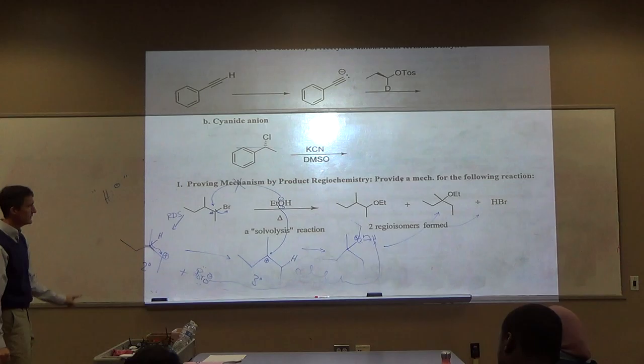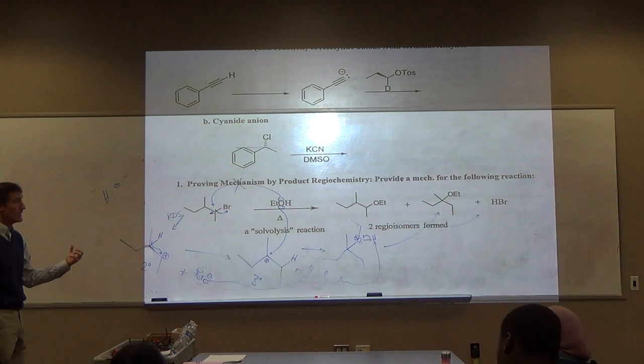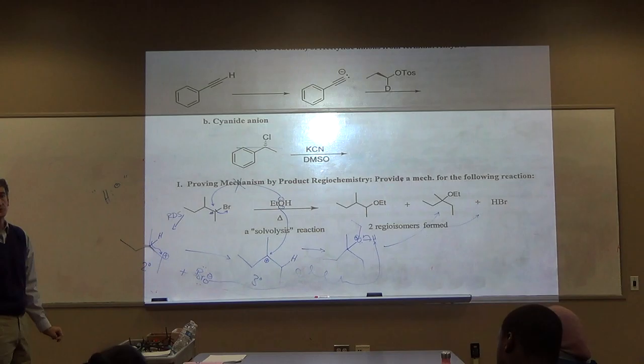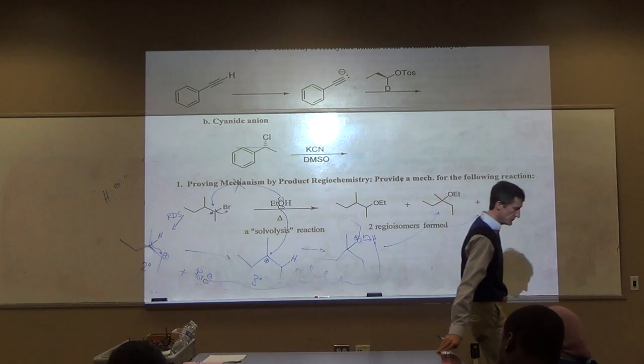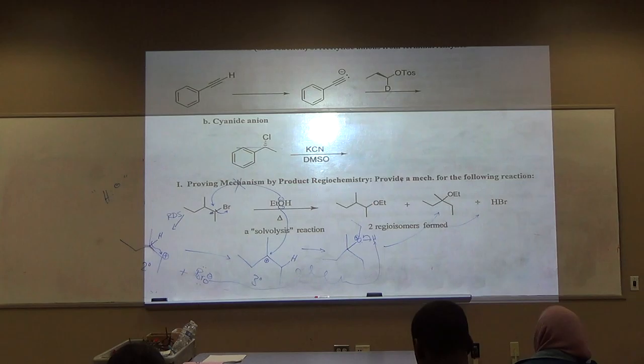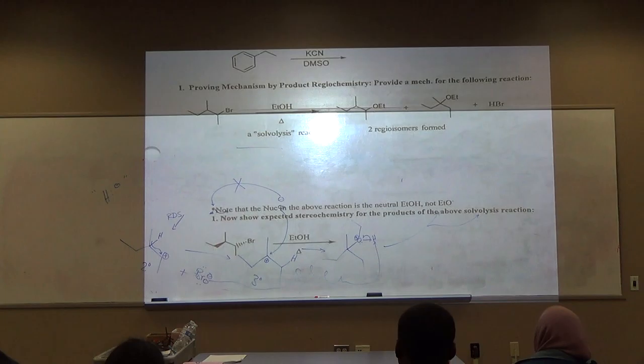This is a standard SN1 mechanism. But the fact that we got regioisomers should tell you that. You don't get regioisomers with SN2, because if it was SN2, the nucleophile would be in the same place that the leaving group was. You only get regioisomers with SN1. It's called a solvolysis reaction because ethanol is often just a solvent, but here it reacted.